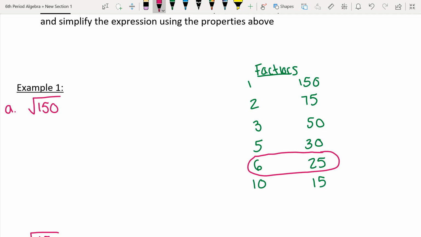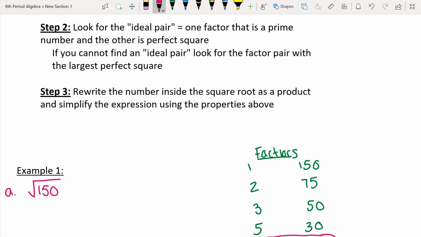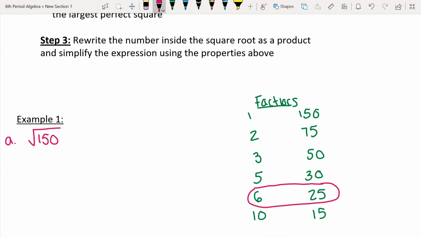My last pair of numbers are 10 and 15. Neither of them are prime and neither of them are perfect squares. So the factor pair 6 and 25 is actually not an ideal pair, because 6 is not prime. But that's okay. We can look back up at that last little bit that says, if you cannot find an ideal pair, look for a factor pair with the largest perfect square. Now in our case, it's the only factor pair that's a perfect square, so that's fine.